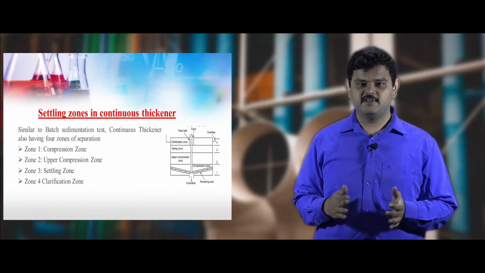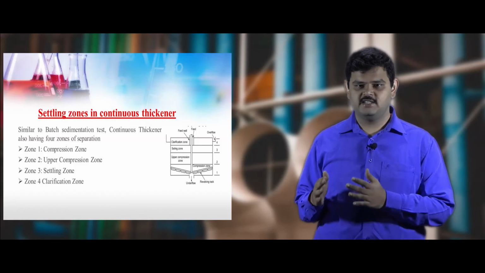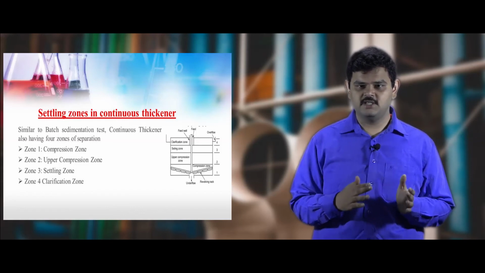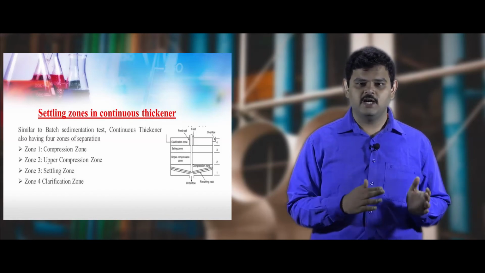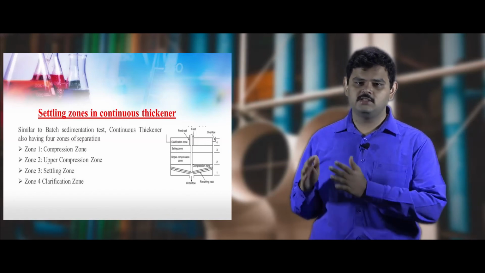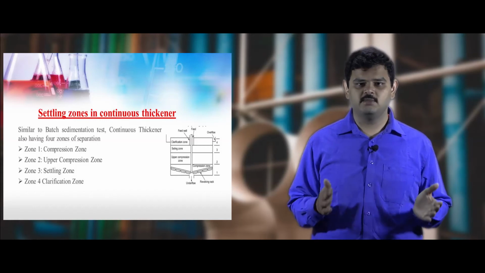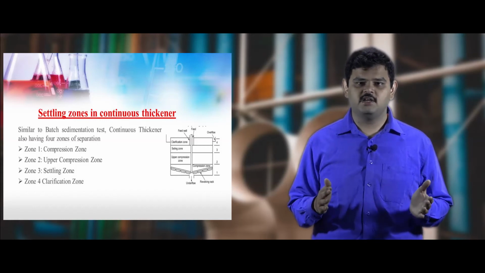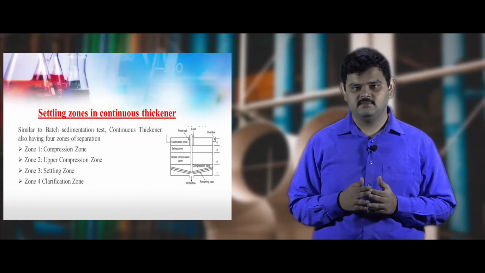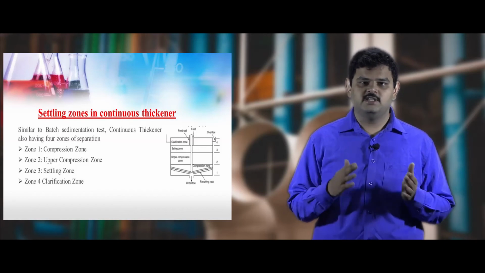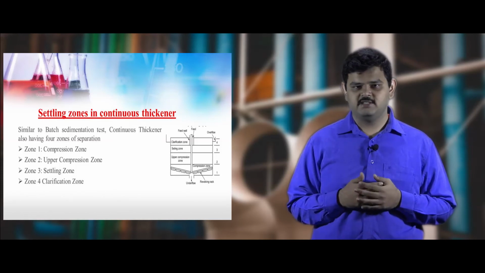Now we move on to the different zones of thickening present in the thickener. Similar to zone A, zone B, zone C, zone D in the batch sedimentation test, in thickeners we have zone 1, zone 2, zone 3 and zone 4. The first zone is the compression zone, which is present at the bottom of the thickener, where the compression of the solid particles takes place and we remove it as sludges. The second zone, zone 2, is the upper compression zone where the compression of the solid particles takes place.